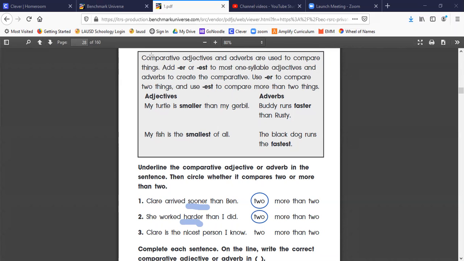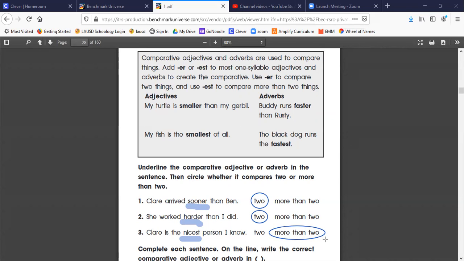Claire is the nicest person I know. Nicest. It is telling about Claire. Claire is the nicest person I know. And again, it's using that EST. It is telling us that out of all the people that I know, Claire is the nicest. She's not just nicer than Ben or nicer than I am. She's the nicest person that I know. That's more than two.